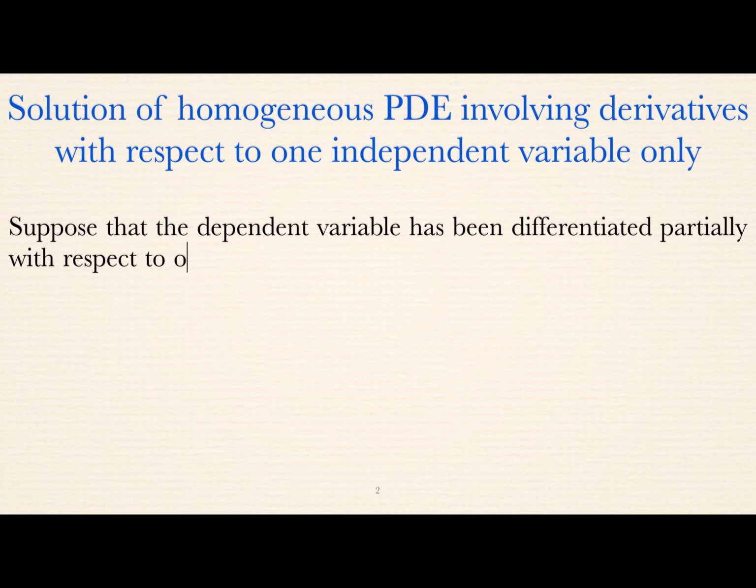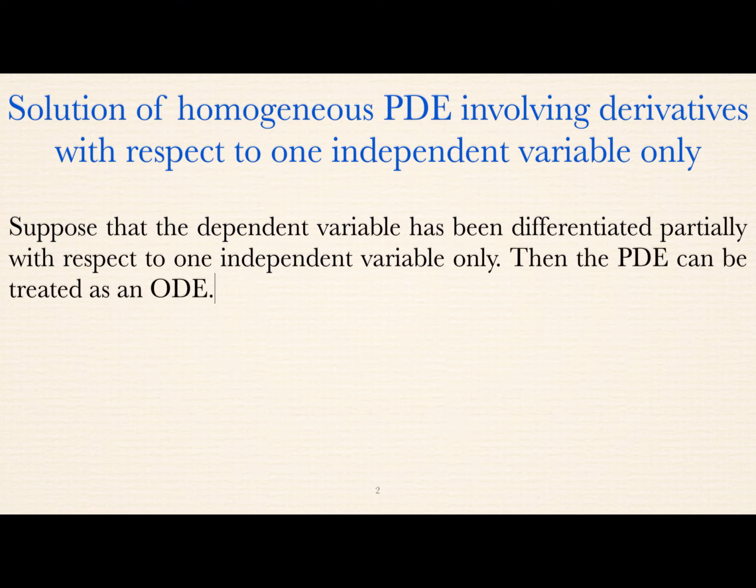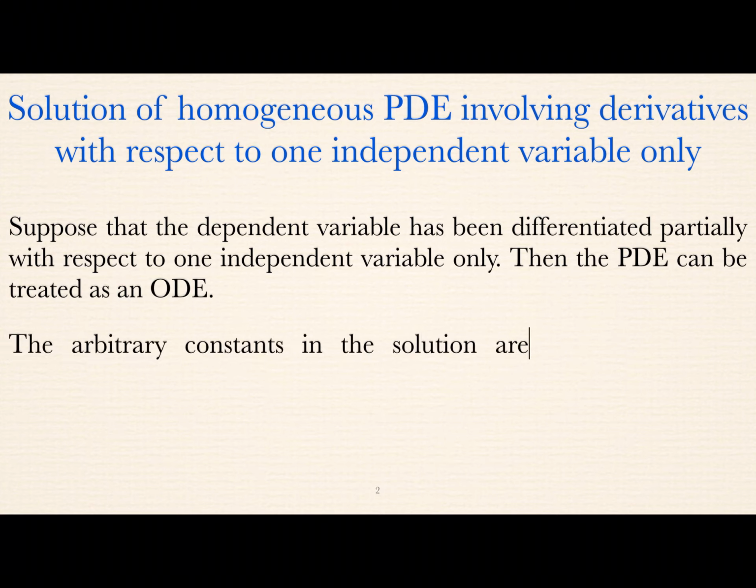If only one independent variable is there, the PDE can directly be considered as an ODE. Just introduce the operator D, write the auxiliary equation, and find the roots. According to the roots, we have three cases: the roots are real and equal, real and unequal, or complex. These three methods we are implementing again here. So, the same thing is given here.